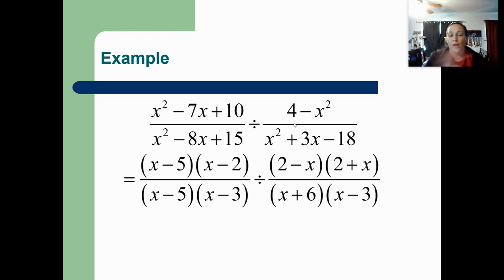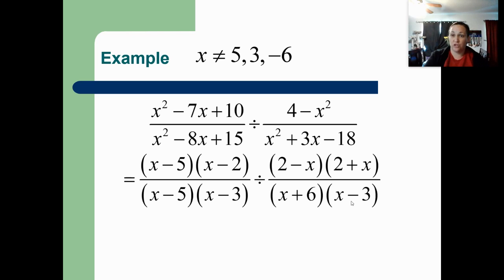All right, so right now I'm done factoring. I'm going to start looking for restrictions in the format that it's currently written in. So for my restrictions, on the bottom of the first fraction, I get x cannot equal positive 5 and x cannot equal positive 3. And then on the bottom of the second fraction, I get x cannot equal negative 6. And this one's going to be x cannot equal positive 3 again, but I already wrote that down, so I'm not going to write it down again. So these are my 3 restrictions right now.